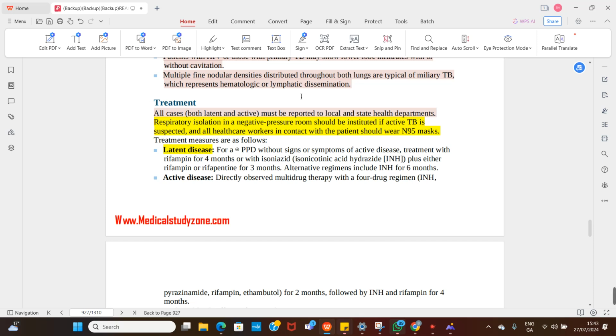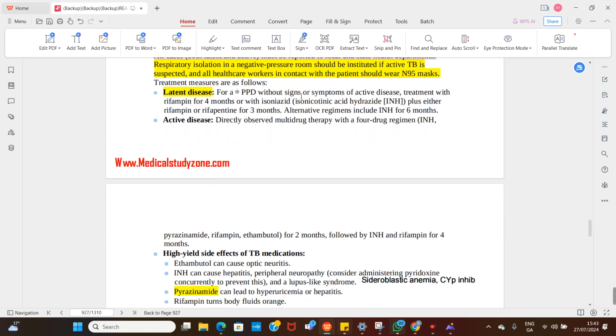Sorry, you said isoniazid alone for 6 months? Isoniazid alone, only 6 months; rifampicin alone, 4 months; combining them, 3 months.